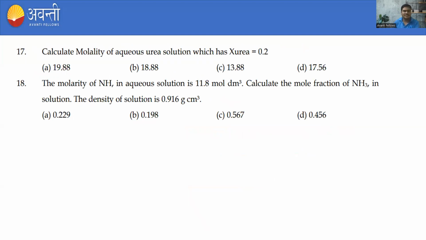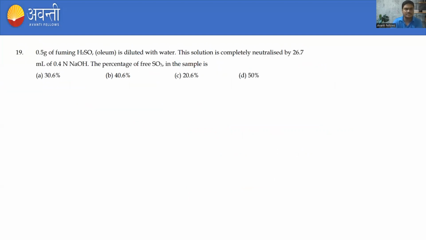Is everything clear to everyone? So these questions are very simple, you must have done them easily. Calculate the molality of an aqueous solution of urea which has the mole fraction of 0.2. So there is a direct relationship between the mole fraction of urea and molality. So by using the formula you can easily calculate this. So these two questions are very easy. So you can easily calculate the density and the molality using the formula, right? So try to solve this question.